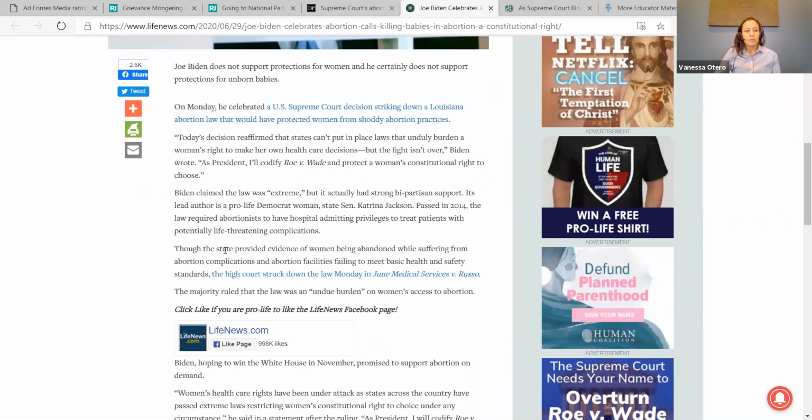Though the state provided evidence of women being abandoned while suffering from abortion complications and abortion facilities failing to meet basic health and safety standards, the High Court struck down the law Monday in June Medical Services versus Russo. The majority ruled that the law was an undue burden on women's access to abortion.